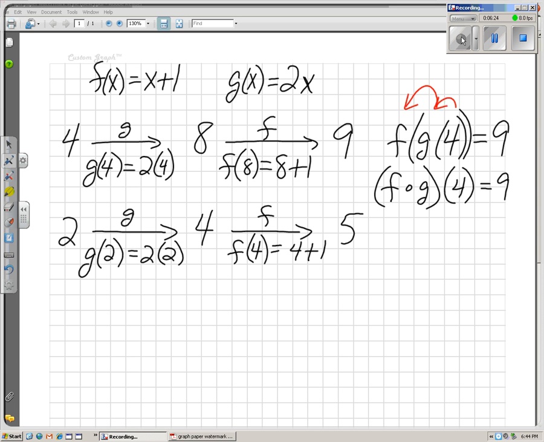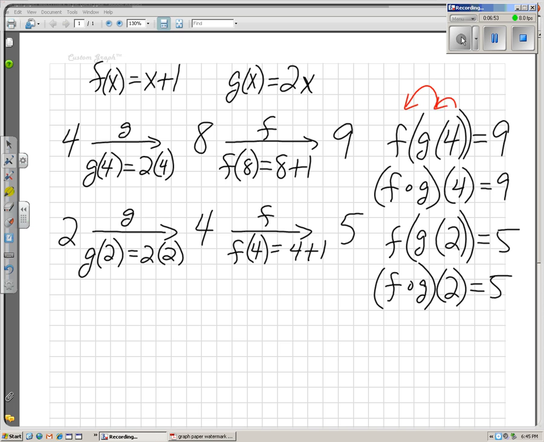All right, here's what I got. I ran 2 through the g function. That meant I had to multiply it by 2, and I got 4. Then I take the 4 and run it through the f function. That means I have to add 1 to the 4 and get 5. And then write your answer. What did we start with? We started with 2. We ran it through the g function, and then we ran it through the f function, and we got 5. Or f of g of the number 2 produces 5.